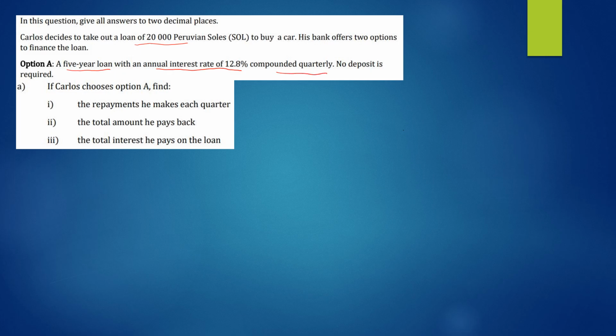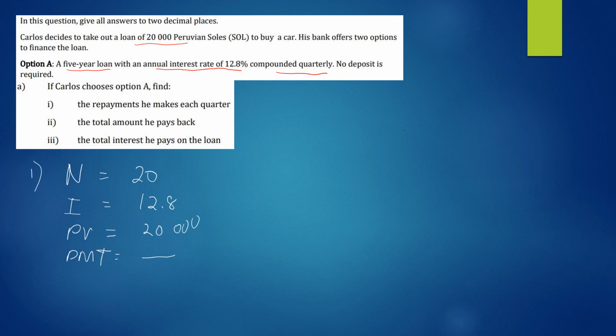No deposit is required. So for part 1, we are asked to find the repayment he makes each quarter, or the quarterly payment. Using your TVM or finance solver, you have here your N, which is equal to 5 years and the 4 quarters in a year, so 20 quarters in all. Then you have the interest, which is 12.8. Your PV is the loanable amount, which is 20,000. And then your PMT, this is going to be blank. This is what you're looking for.